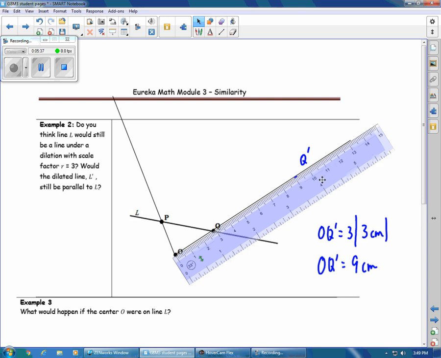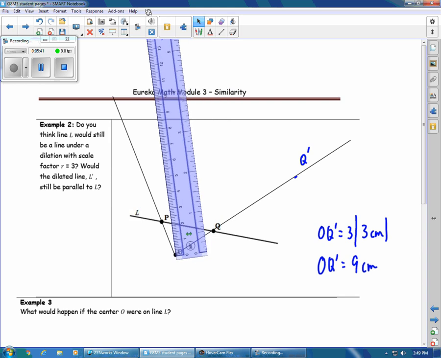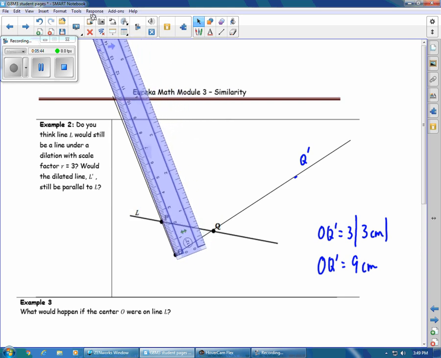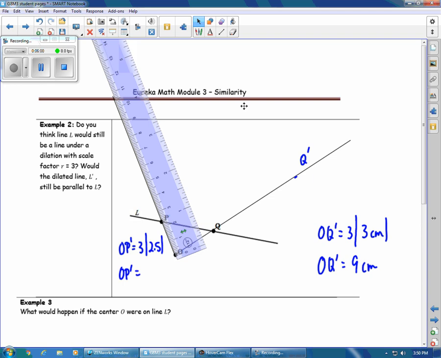If you are comfortable right now, you can pause the video and see if you can do this dilation on your own and get a similar triangle just like I did. So OP prime is going to be equal to 3 times, looks like about 2.5. So OP prime is going to be about 7.5 centimeters.